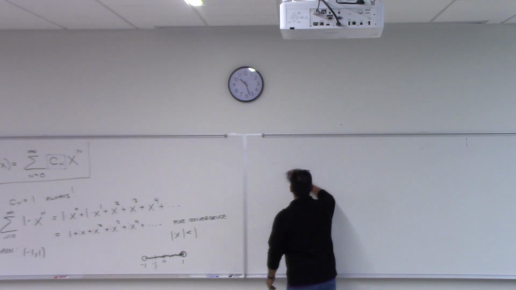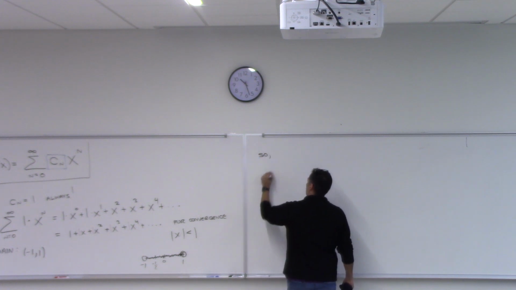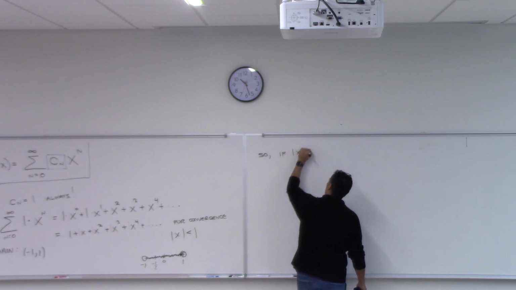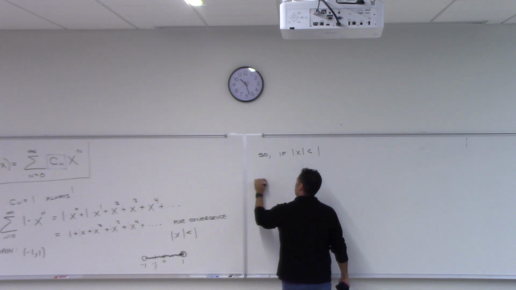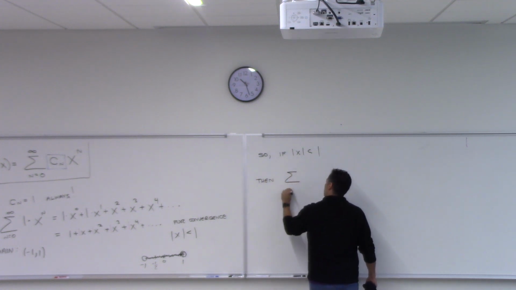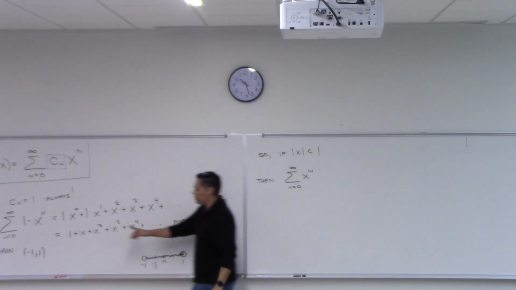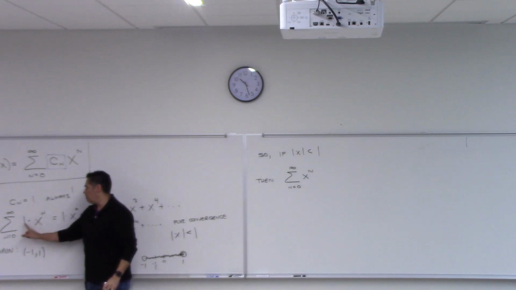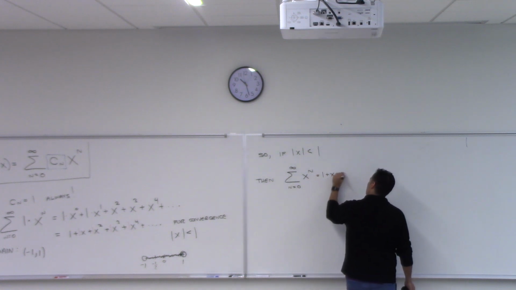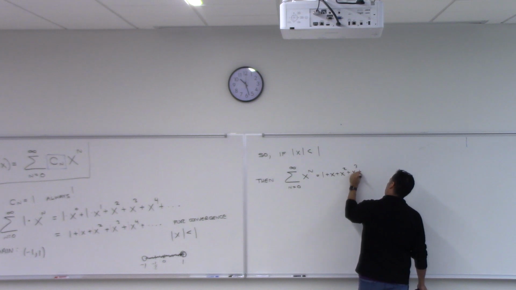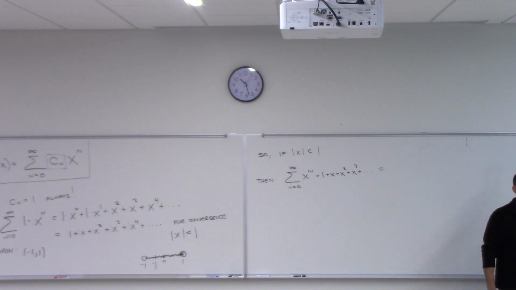Okay, I want to keep going with this idea. So, what I'm saying is this. If the absolute value of x is less than 1, then the sum as n equals 0 to infinity of x to the n, which is this formula right here with the 1, but I'm not writing the 1 this time, equals 1 plus x plus x squared plus x cubed plus ... forever will be equal to, drum roll, who can tell me what that's equal to?